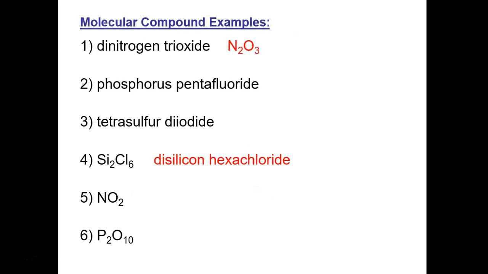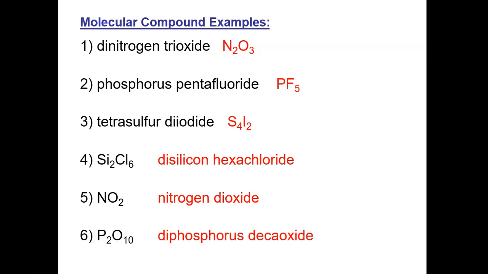Okay, so I'll give you two examples, then I'll have you pause, try the rest of these, and check your work. So the first example, dinitrogen trioxide. That means there's 2 nitrogens and 3 oxygens. When we look at the formula Si2Cl6, we would name that disilicon hexachloride. Okay, so pause this, try those other 4, and then check your answers.